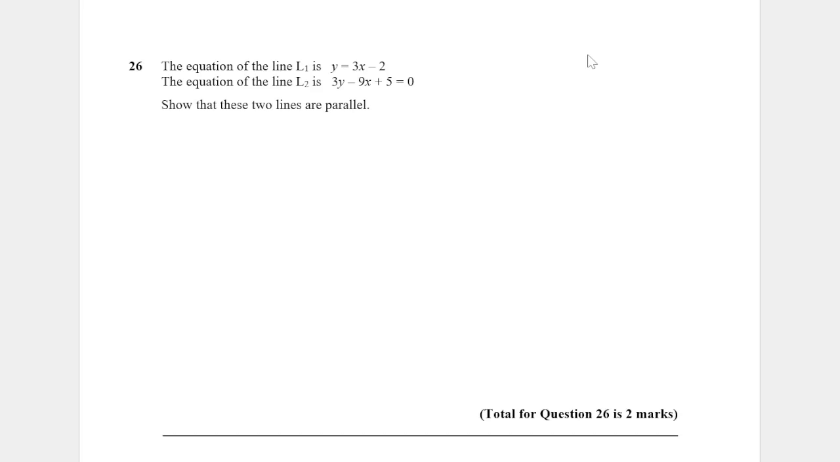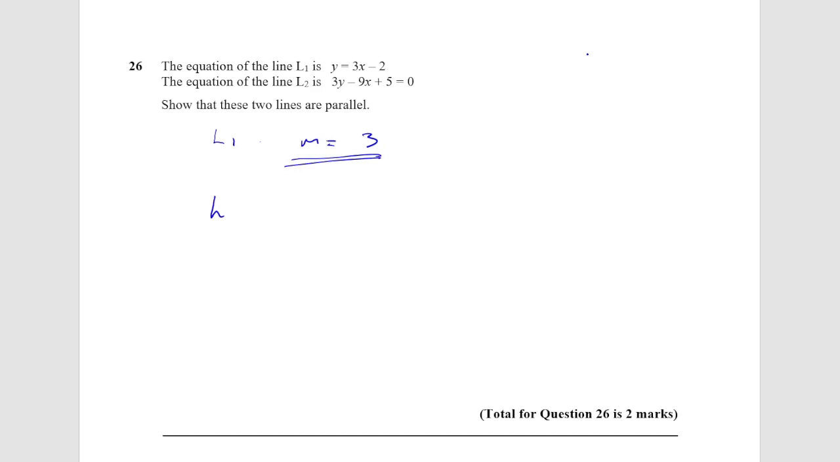Okay, question 26. The equation of line L1 is y is equal to 3x minus 2. The equation of line L2 is 3y minus 9x plus 5 is equal to 0. Show that these two lines are parallel. So for line 1, the gradient is equal to 3 because it's already in that form. So the gradient is equal to 3.